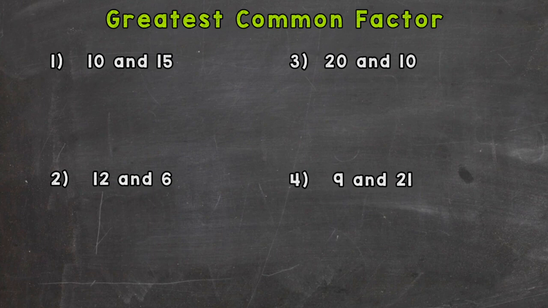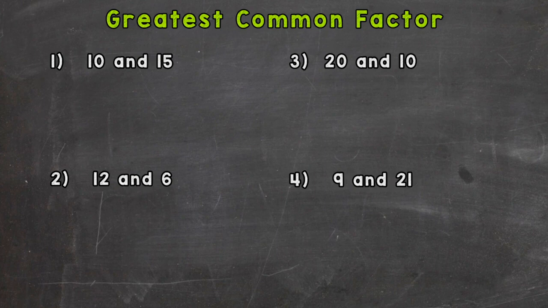In this video, we're going to discuss how to find the greatest common factor between two numbers. And as you can see, there are four problems here, sets of numbers that we're going to find the greatest common factor for. So for example, number one, we have 10 and 15. So let's jump right into that one and see how we find the greatest common factor.